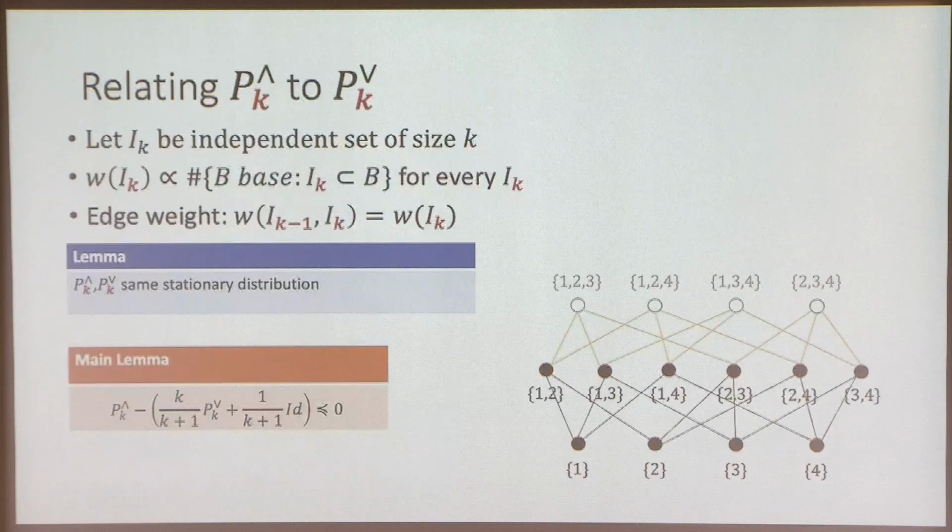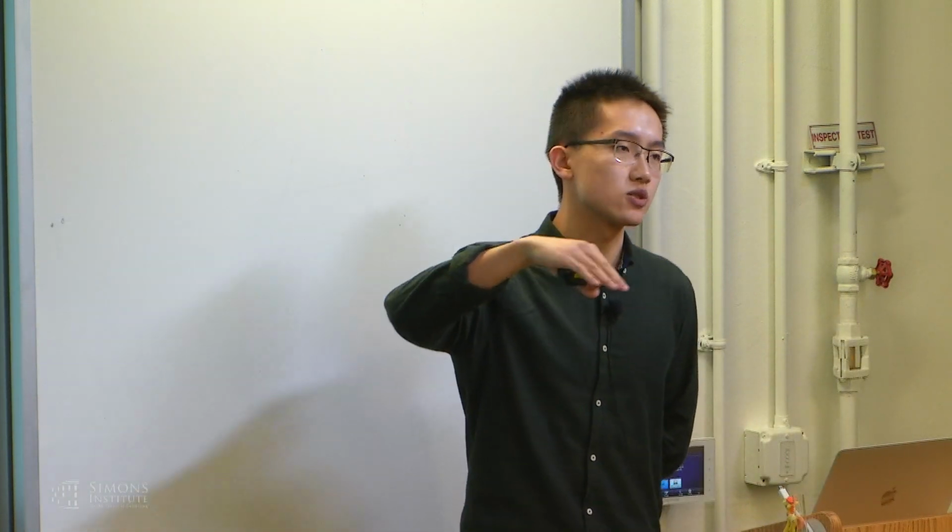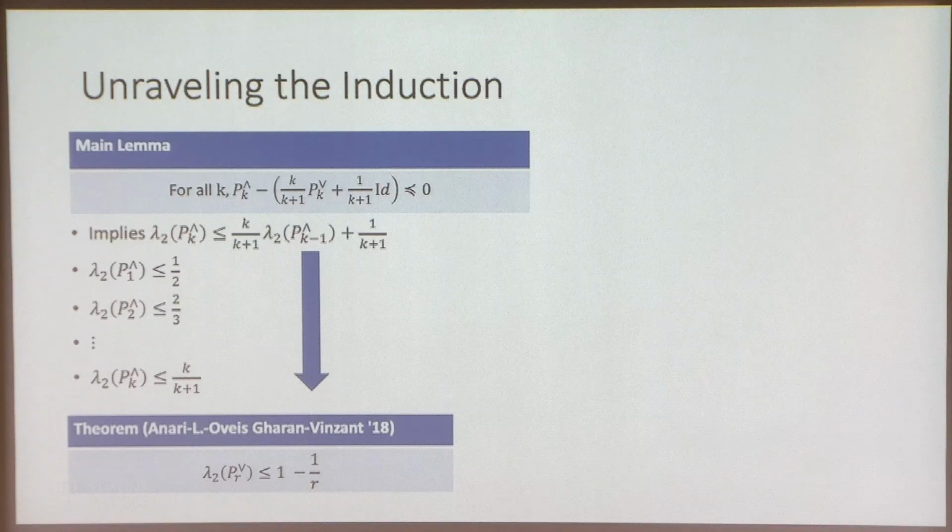These weights are induced by the walk. They're not something you impose from outside. At the top level, we want the uniform distribution on all bases, so they're induced by that distribution. Before I say more, let's see how, if you have that main lemma, you can get exactly the bound you want just by unraveling the recursion, doing the induction and bounding from the bottom to the top.